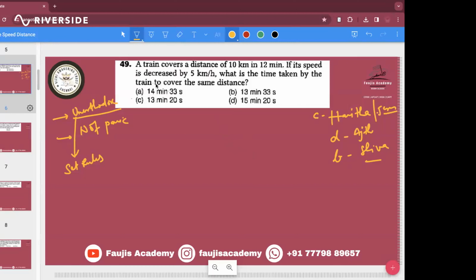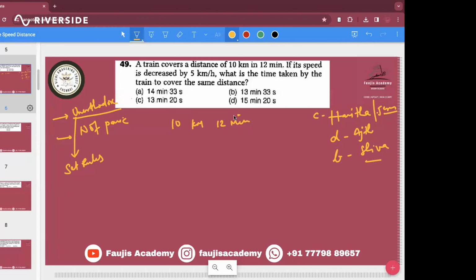Okay, guys, look. A train covers a distance of 10 kilometers in 12 minutes. This is a question from SSB. In the SSB interview, I was asked that if you run 3 kilometers in 15 minutes, how much is your speed in kilometers per hour? Without using pen and paper, can any one of you tell me?